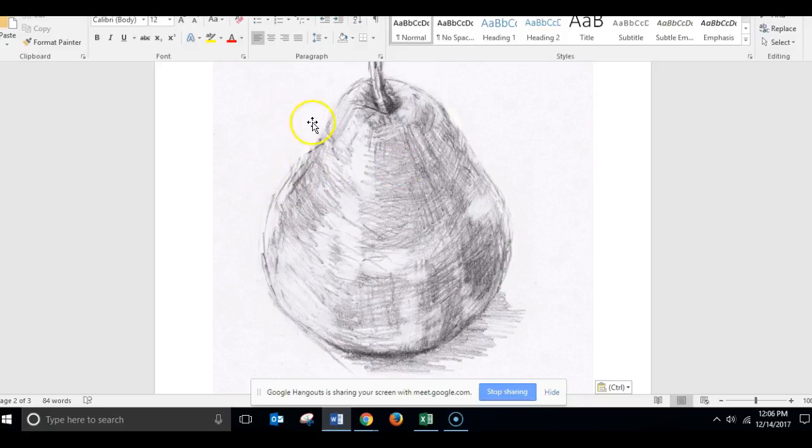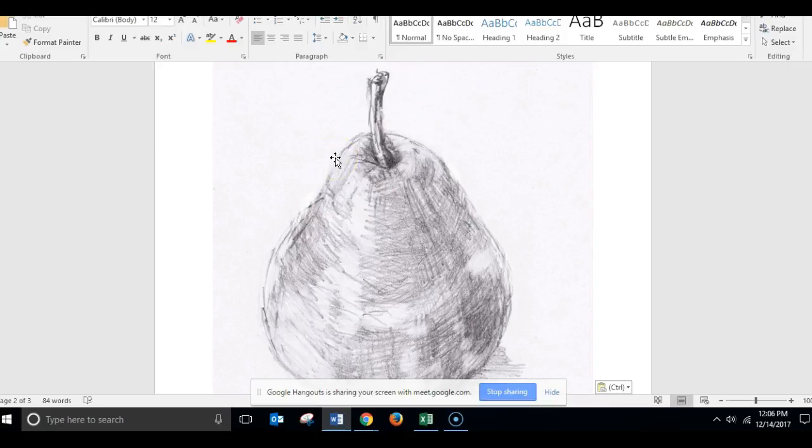Because our cast shadow is down here, our lightest point should be up here. You'll notice there are more highlights around these areas because that's where the light is coming from. And we have more cross-hatching, more darker tones around this area. And here we have our darker areas to establish the concave where the stem is for the pear, establishing that sense of depth as well.